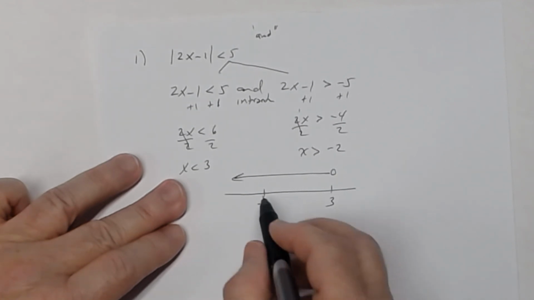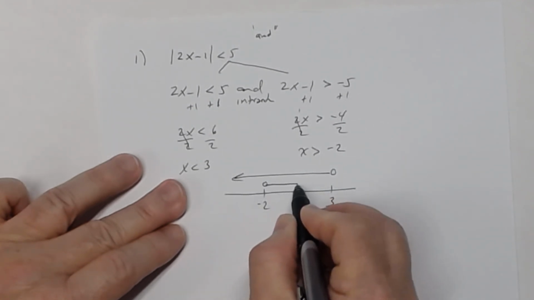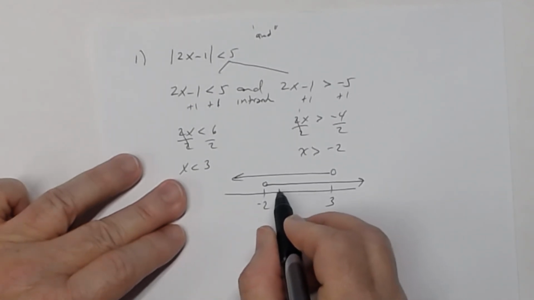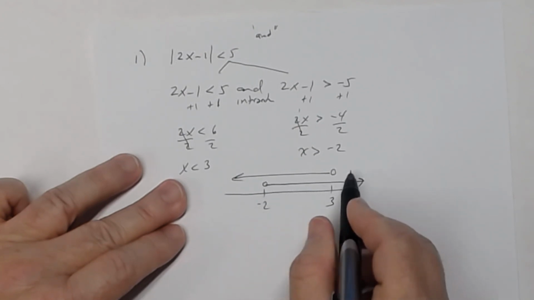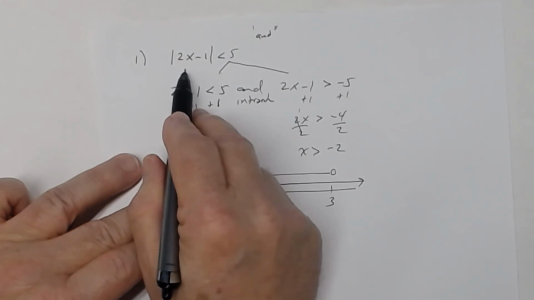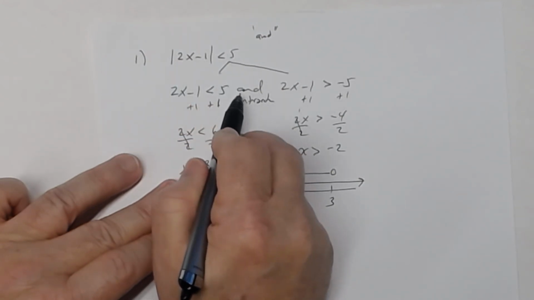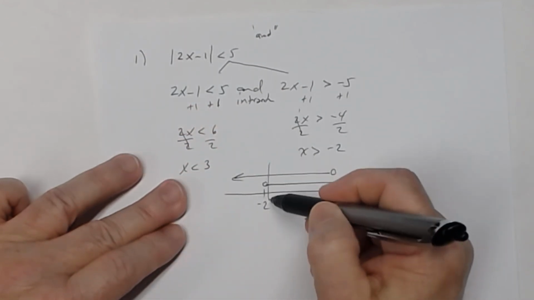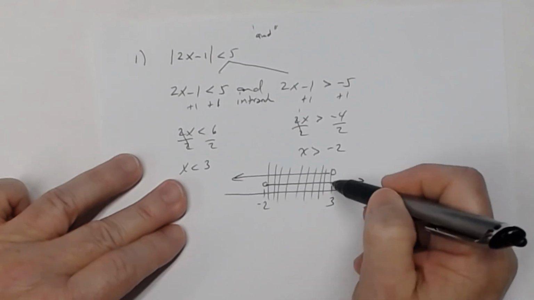x greater than negative 2, open circle, all numbers to the right. You want a greater than. Any real number here is a solution to this. But I want to find the solution to the absolute value inequality that's a less than. That's an and statement. So then the solution would be anything that overlaps.